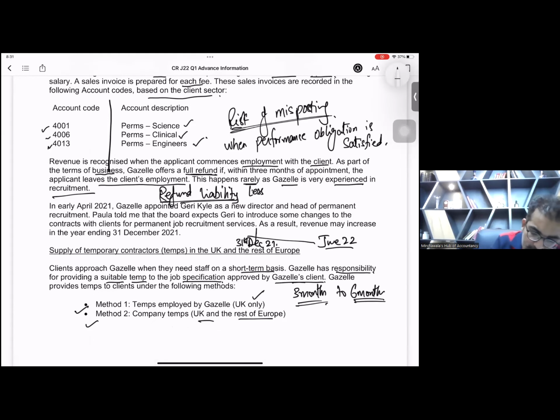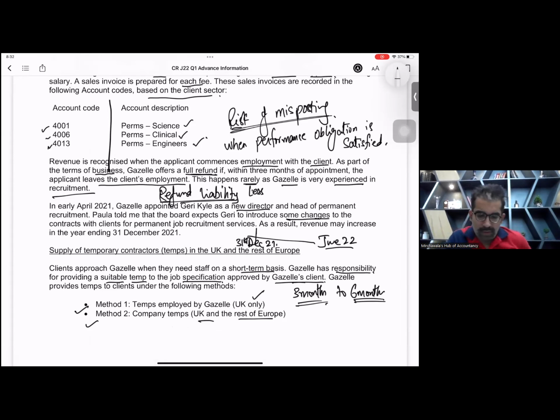In early April 2021, Gazelle appointed Gary Kale as a new director and head of permanent recruitment. This person will deal with permanent recruitment employees. Paula told me that the board expects Gary to introduce some changes. It is openly written in your advanced information file that some changes are going to be introduced.